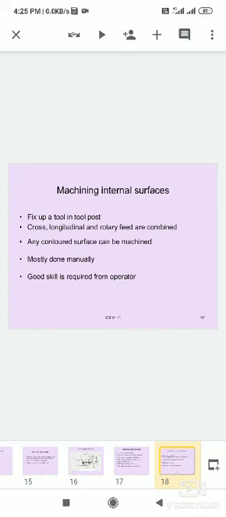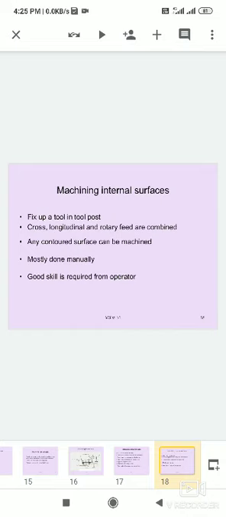It is made of grey cast iron to support the work table and column, and to control vibrations. Cross, longitudinal and rotary feed, or combined. Any contoured surfaces can be machined. Slots, keyways and contoured surfaces can also be machined, mostly done manually or by power.